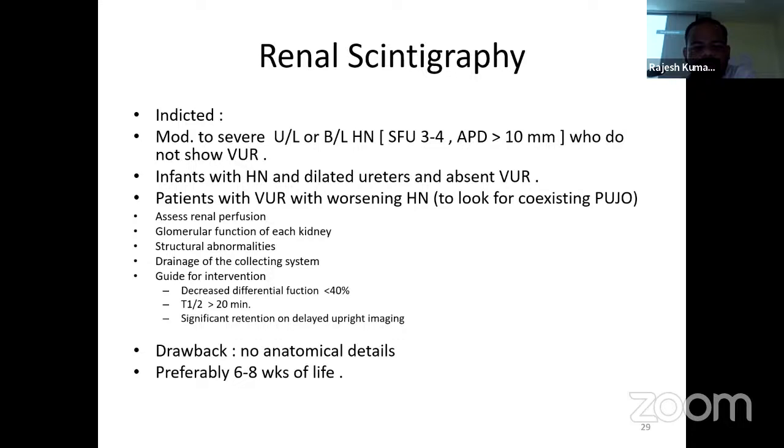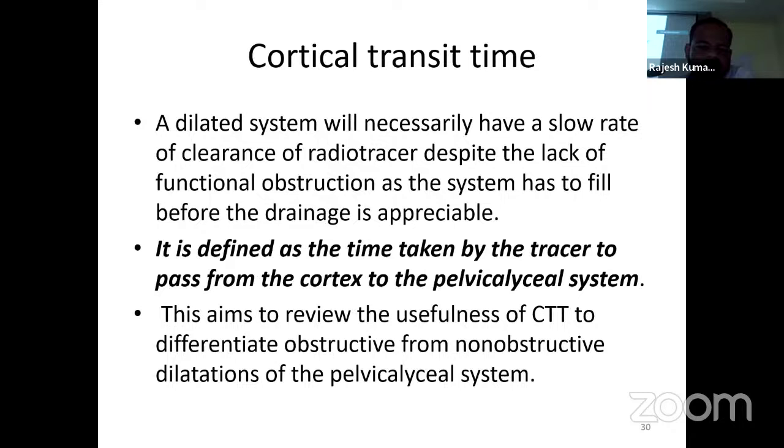When differential function is less than 40%, we go for surgical management. The drawback of renal scintigraphy is that there is no anatomical detail, and it is done preferably 6 to 8 weeks after birth. Cortical transit time is defined as the time taken by the tracer to pass from the cortex to the pelvicalyceal system.